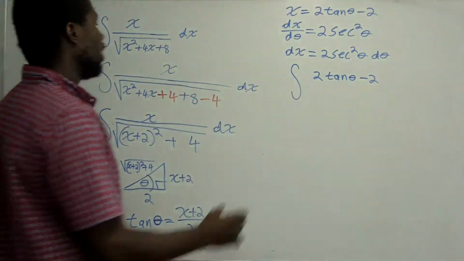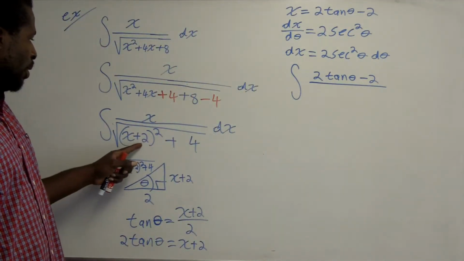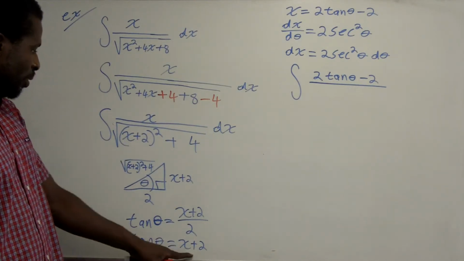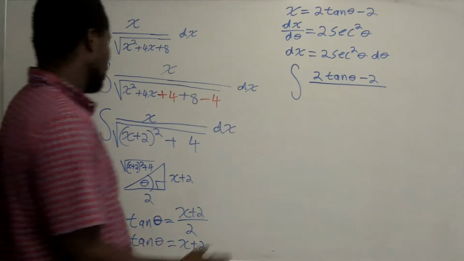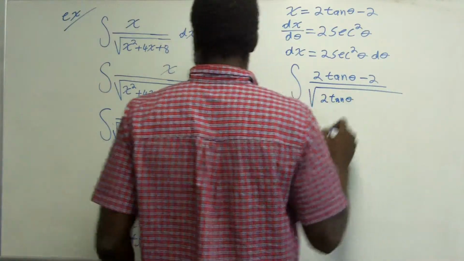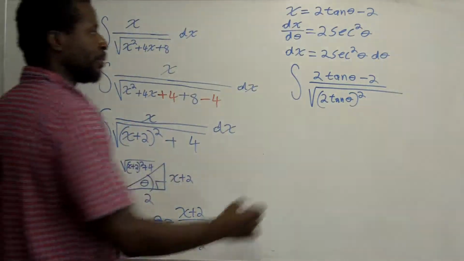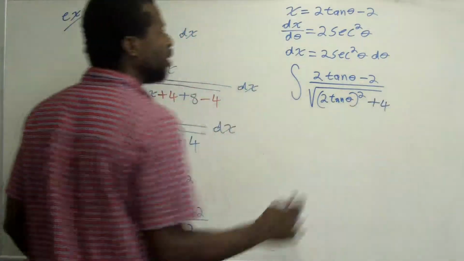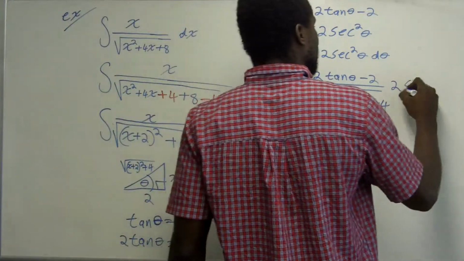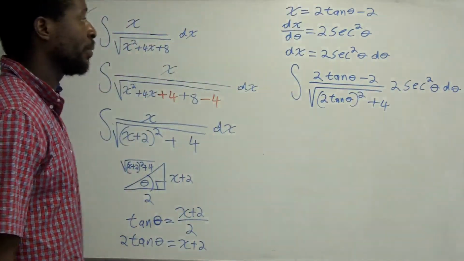That's x, divided by, and then, well, let's see, the square root of x plus 2 squared plus 4. Well, x plus 2 is actually 2 tangent theta, based on this: 2 tangent theta is equal to x plus 2. So here I have the square root of 2 tangent theta squared, plus 4. But I also have to substitute in for dx, and dx is 2 secant squared theta d theta. So this is the new integral.